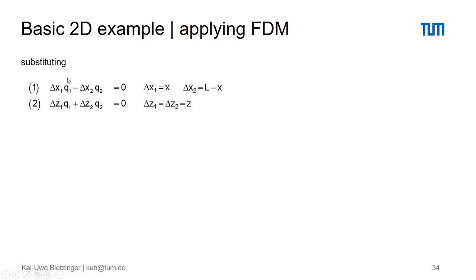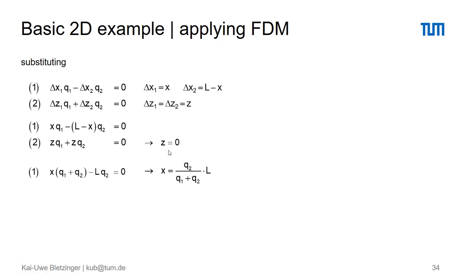Substituting for the coordinate differences the values we have identified before, we just receive these two equations in X and Z, which we can solve. Again, we see with positive numbers for Q1 and Q2, we receive immediately Z equal to 0. And from the first equation, we receive this result for the horizontal coordinate as a function of the force densities.